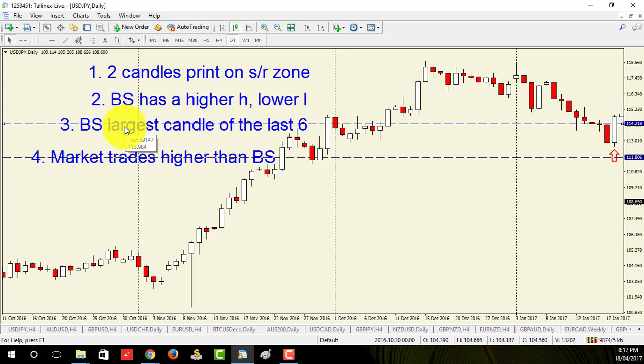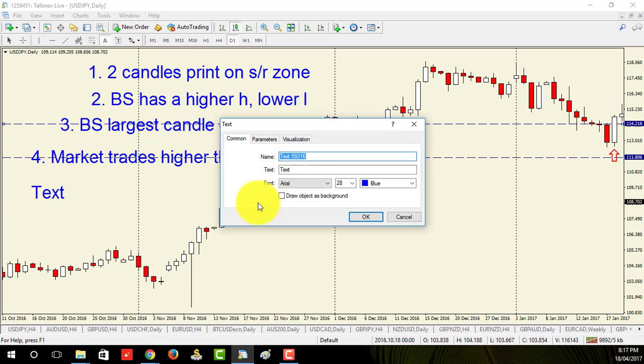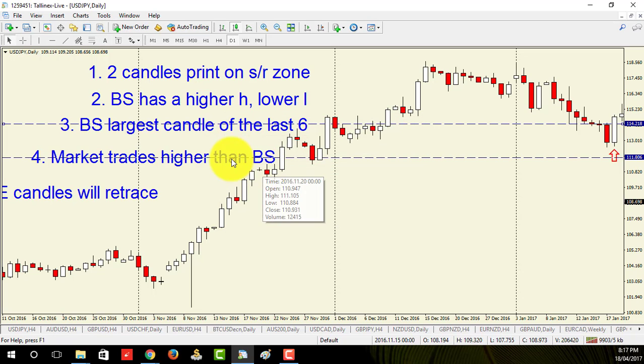If you want to, here's an optimizer for you right here. If you want to trade the best ones, spread this out to the last 10 candles, okay? And the market has to trade higher than the big shadow. Now, there is a caveat for rule number 3, which is this. Huge candles will retrace and are not good signals, okay?